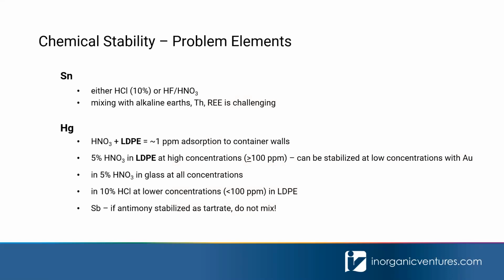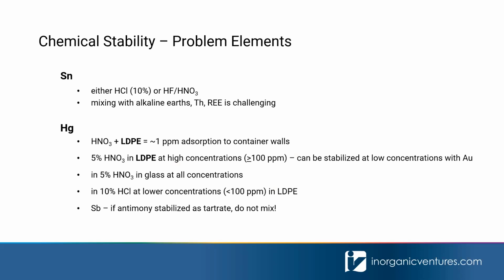Well, for tin, you do have a couple of choices. Tin is an HCl element and it will be stable in 10% HCl, or you can go with an HF nitric chemistry. The challenge with the second chemistry of HF and nitric acid is that mixing it with alkaline earths, thorium, or the rare earths could be challenging.